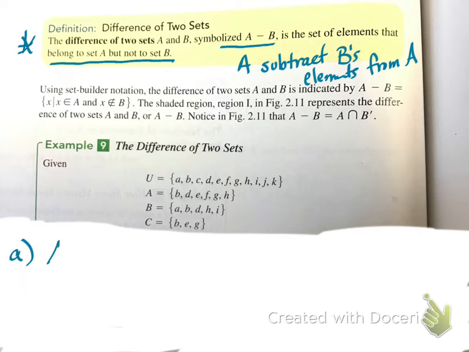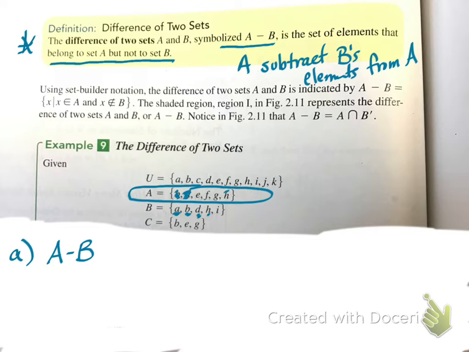So part A, we want the difference of A and B, or A minus B. So what we want to do is take set A. Our answer is set A, but we're going to take off any elements from A that are also in B. So B has little a, but it's not an element of A. B has little b, which is also an element of big A, so we'll take B off. B has little d, which is also in A, so we'll take it off.